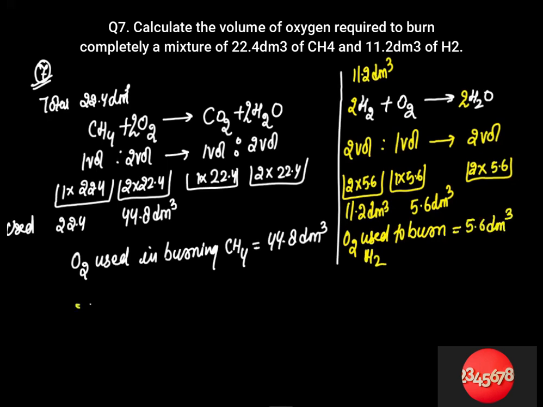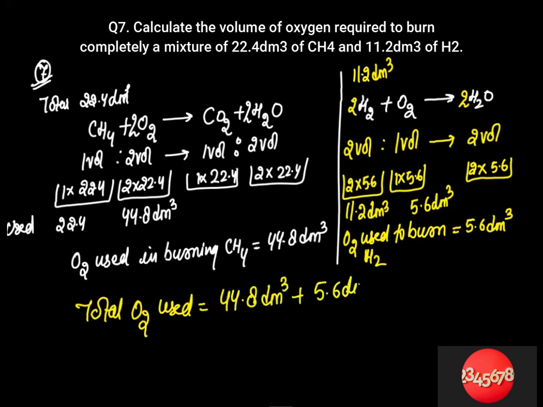So I'll write total O2 used would be 44.8 decimeter cube plus 5.6 decimeter cube. Add it, how much? 50.4 decimeter cube. Is that clear? And 1 decimeter cube means nothing but liters.